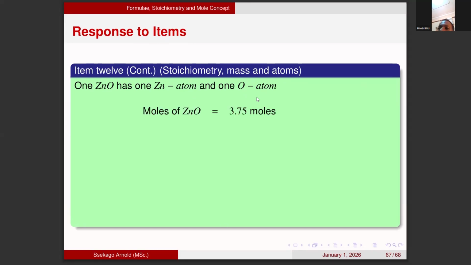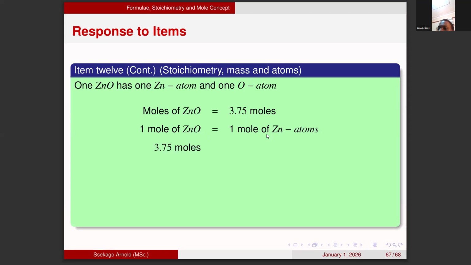So the moles, we have them. We have calculated them as 3.75. So I start with the moles of zinc atoms. So 1 mole of zinc oxide has one zinc atom. That is the same as saying that 1 mole of zinc oxide is equal to 1 mole of zinc atom. 1 mole of zinc oxide has 1 zinc atom.